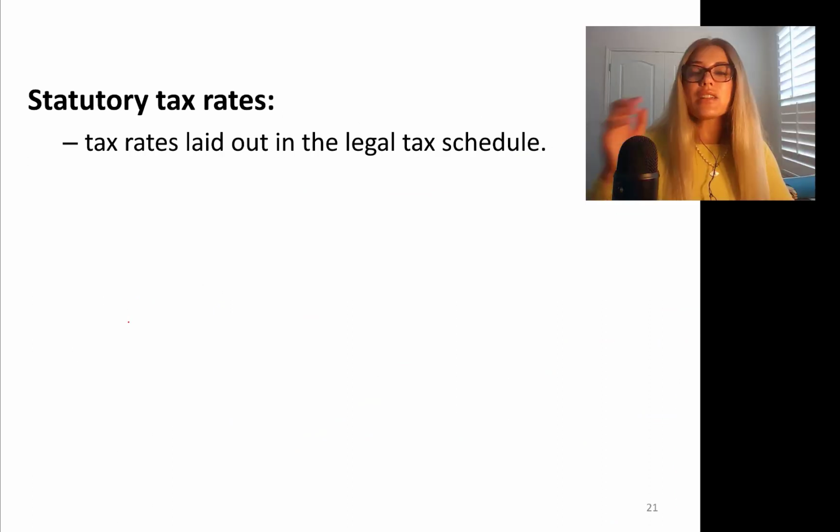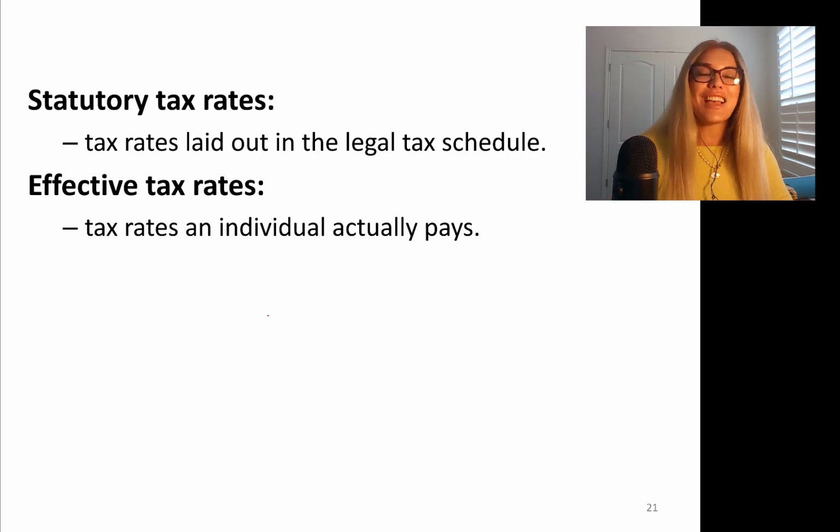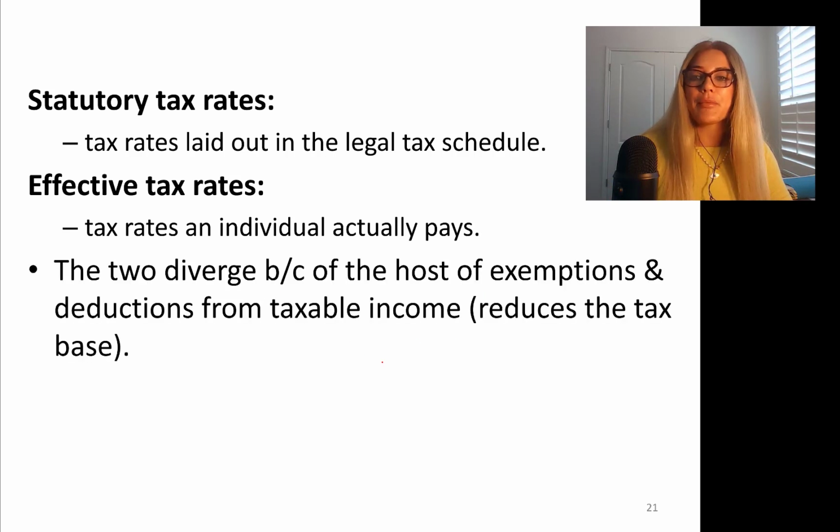So let's talk about statutory tax rates. These are tax rates laid out in the legal tax schedule. Effective tax rates are the tax rates an individual actually ends up paying. These two diverge due to different exemptions and deductions from the taxable income, which reduce the tax base. For instance, homeowners can deduct their home mortgage interest. Also, PMI, private mortgage insurance, if they paid, for instance, less than 80% of their home value. So they can deduct those. Therefore, statutory and effective tax rates do differ.